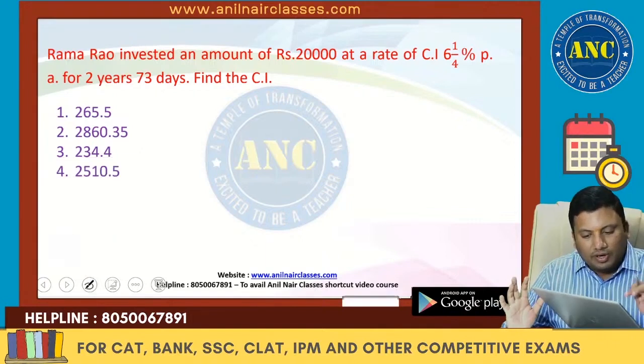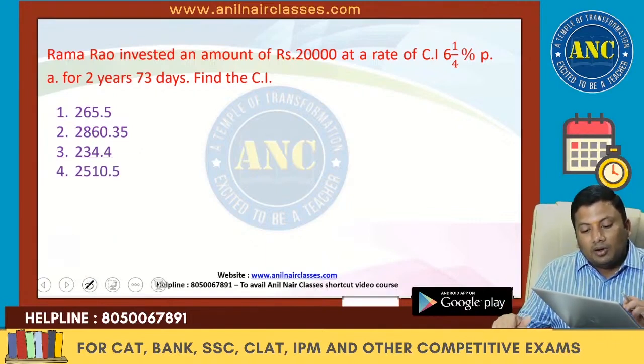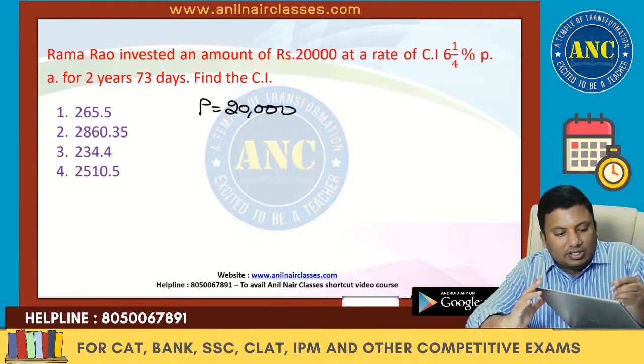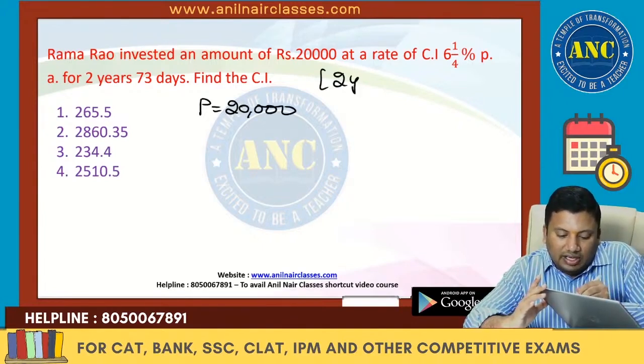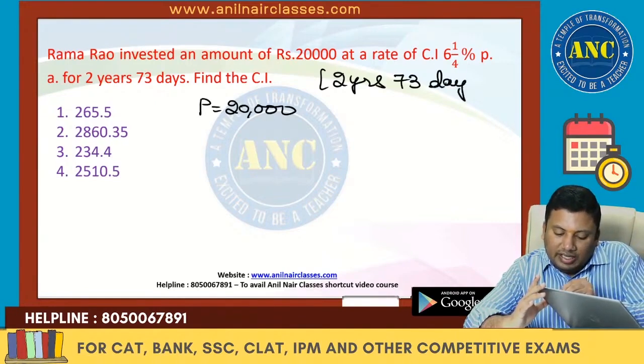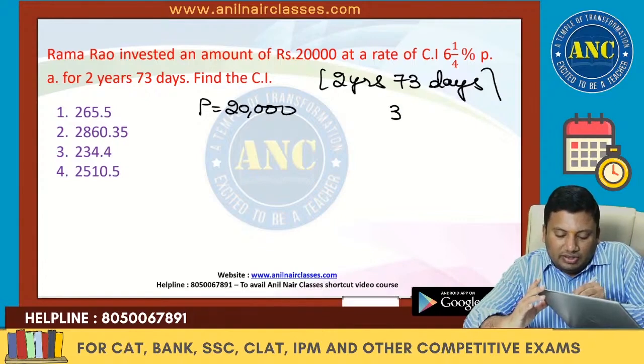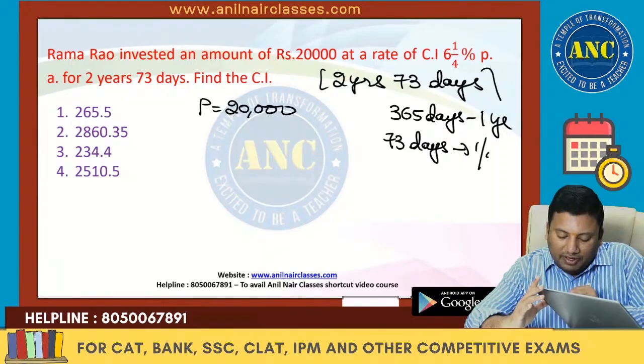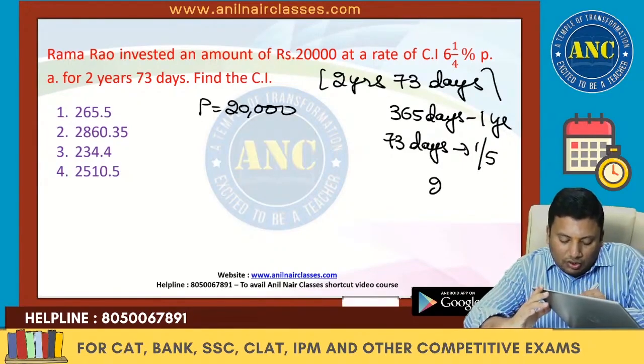Next one. Rama Rao invested an amount P equivalent to 20,000. Principal is nothing but 20,000. It is 2 years 73 days. Nothing else is mentioned, so 365 days is 1 year, and 73 days is 1/5 of a year.